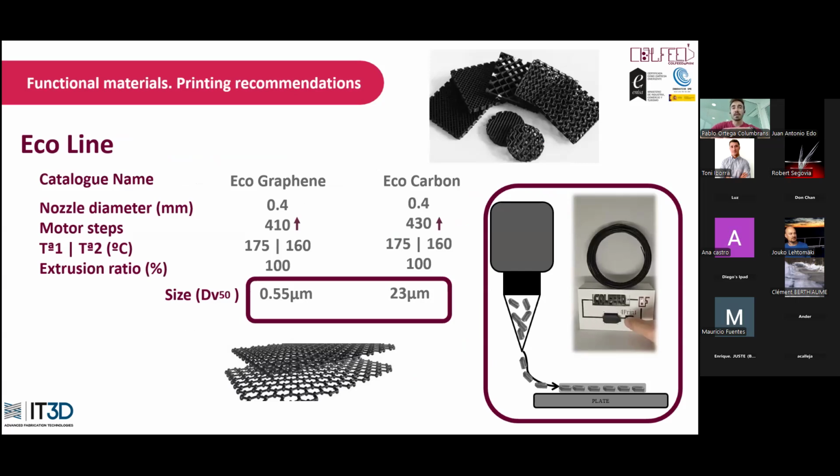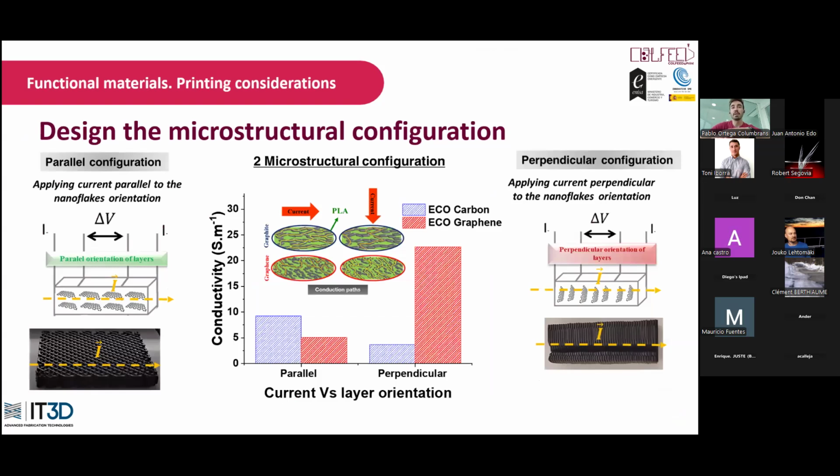Keeping in mind the difference in the size of the particles, we have again the same parameters during the printing process by a hopper system, in which we use the same nozzle diameter. But in this case, because of the size of the particle, we need to increase the motor steps a little bit, keeping the temperature and extrusion ratio constant. This ensures the processability of these materials within the printing process.